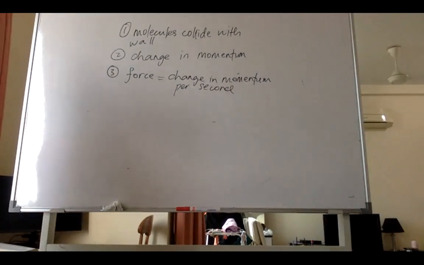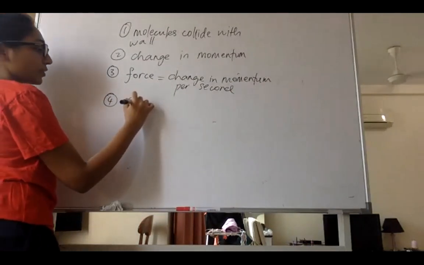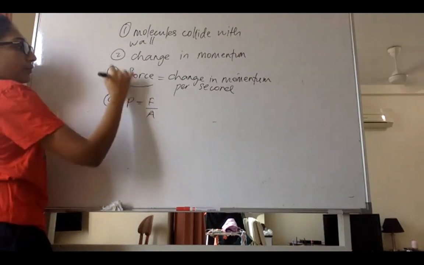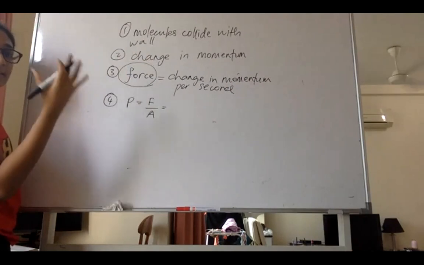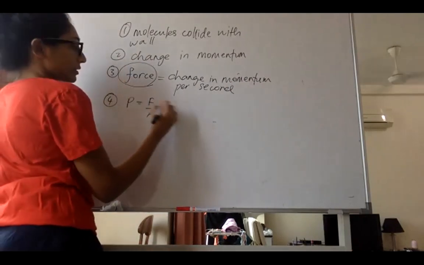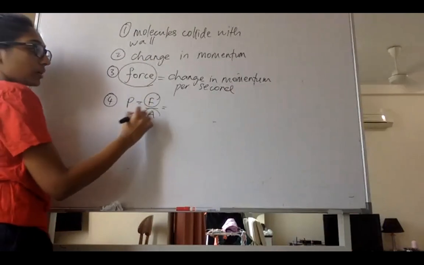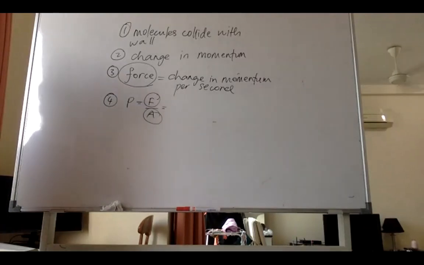That's number 3. And because pressure is force over area, when the force is applied on the wall, the pressure is equal to the amount of force applied on the area of the wall. Can you understand? Yes, teacher. Yes, sir.